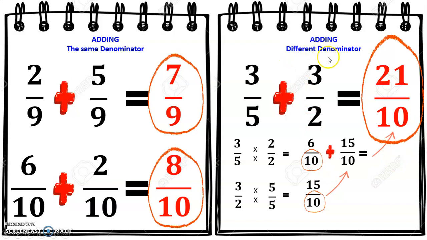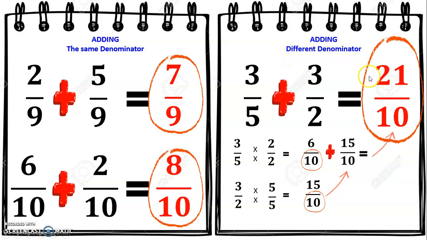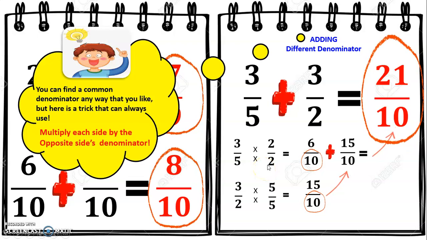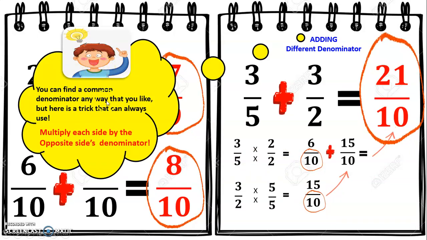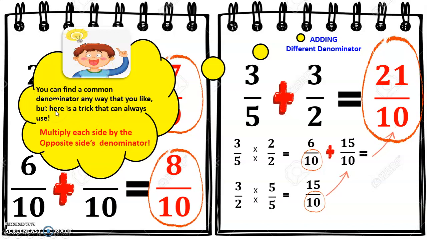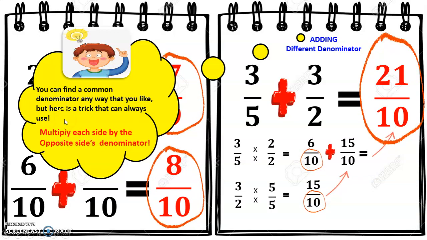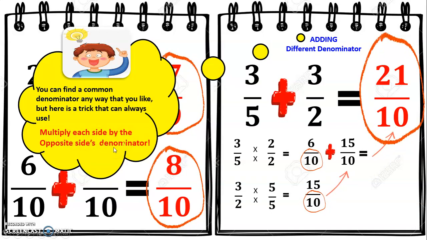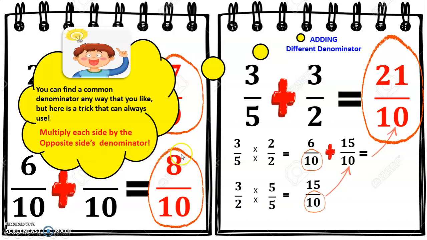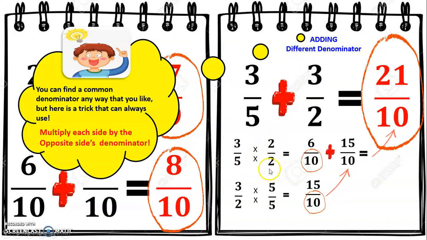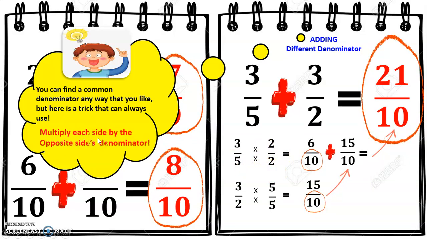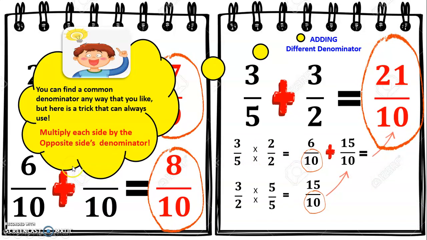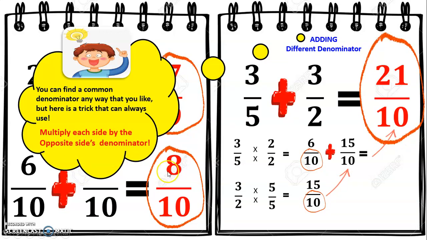And that is how you add fractions that have different denominators. All you have to do is get the common denominator. Okay, kids, I have something. You can find a common denominator any way that you like, but here's a trick that can always be used. Multiply each side by the opposite side's denominator, which we already did a while ago. Again, kids, multiply each side by the opposite side's denominator. Remember that.